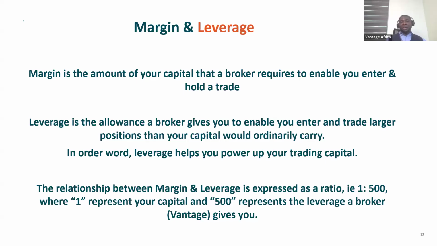The first one is margin. Margin is the amount of capital a broker requires to enter and hold a trade. So let's say you have $500 in your account and you place a Euro USD trade and use a standard lot, 1.0 standard lot for the trade. What happens is that a portion of your $500 is allocated to that trade. As long as that trade is running, a portion of your capital is allocated to that trade.